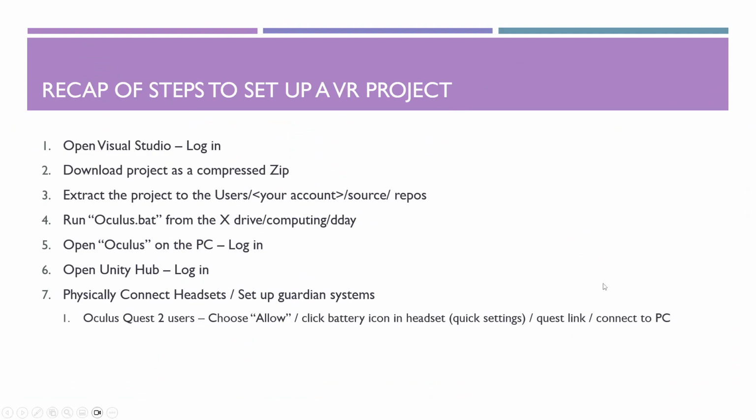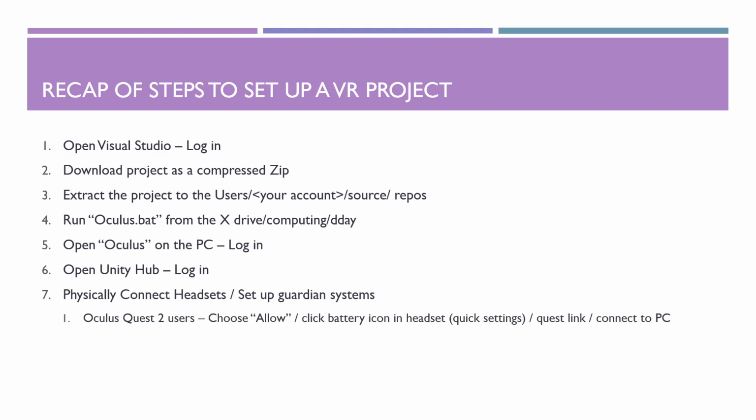While you're waiting on that, you can be running the Oculus.bat fix, which is located on the X drive under Computing and D-Day. Remember, you just need to double click it and run it. Then you can open Oculus on the PC, allowing you to log in. Then you can open Unity Hub and log into that. And then you can get physically connecting your headsets and Guardian systems as well.